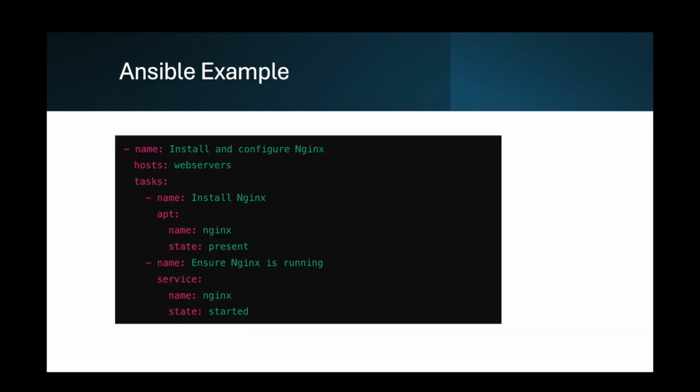Here is an example of a YAML configuration file for Ansible where you provide the name, in this case, install and configure Nginx. The hosts are web servers. You specify the tasks that need to be done for the deployment process, where it's saying the name of the particular task, the app, which is name and state, again, name of this next one, the service that needs to run. So that's how this particular Ansible is configured using a YAML file here.